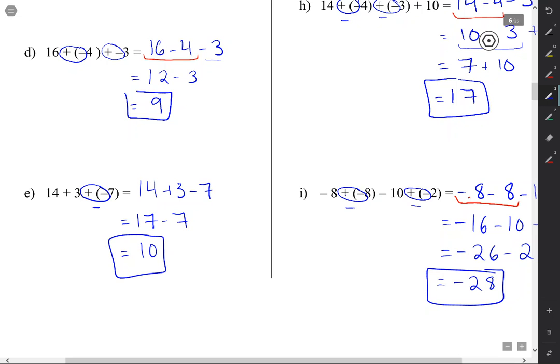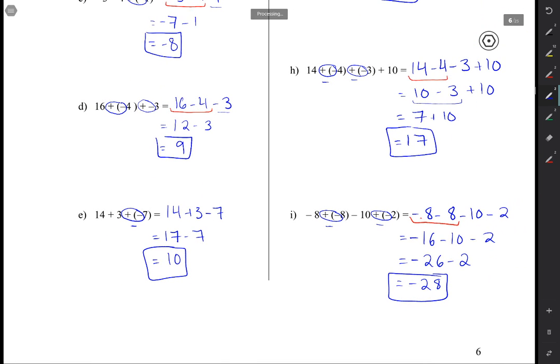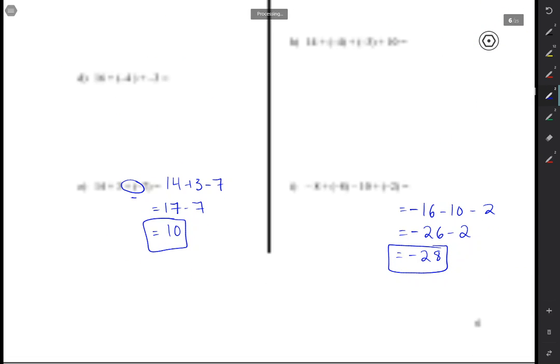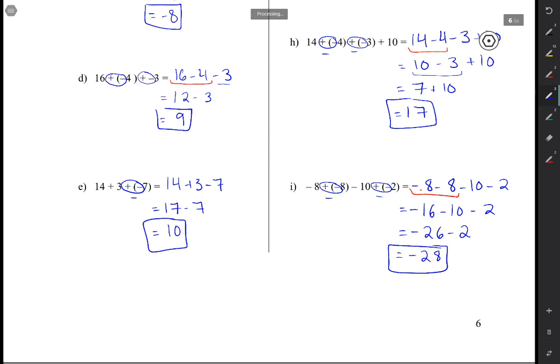So that is all for topic 2. There are practice questions on the next page, and I also give you the answer key there so you can check your answers for that.